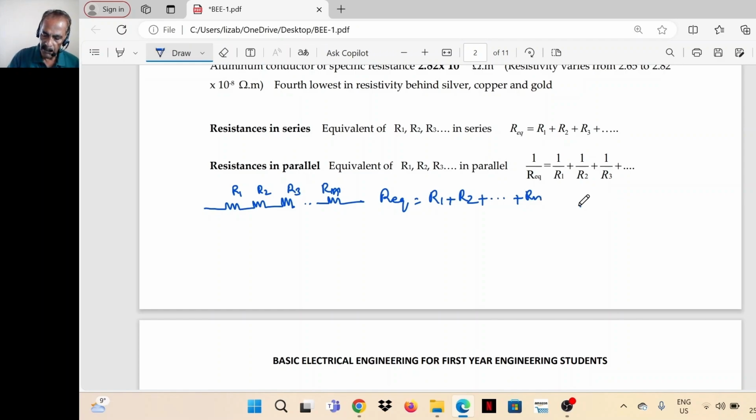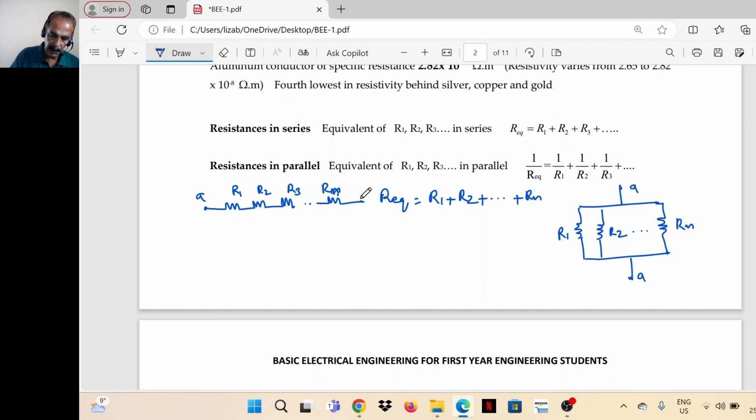So when they are connected in parallel, R1, R2, like n number of resistors are there, the equivalent resistance between points A and B, here also between points A and B. So here in this case, 1 by R equivalent is equal to 1 by R1 plus 1 by R2 plus 1 by Rn. That is the equation for finding out the equivalent resistance when they are connected in parallel.